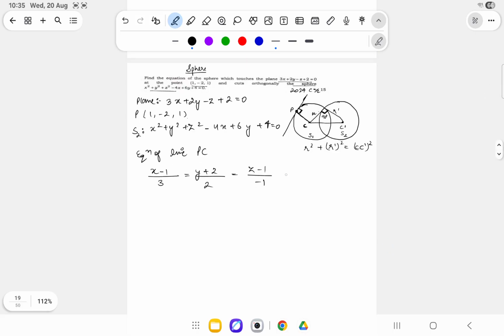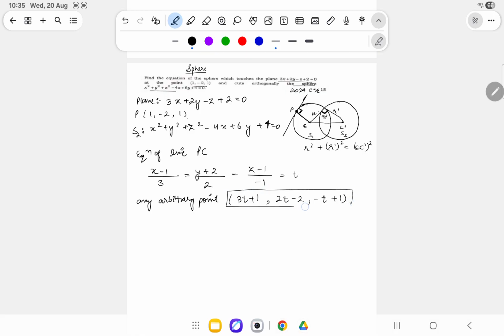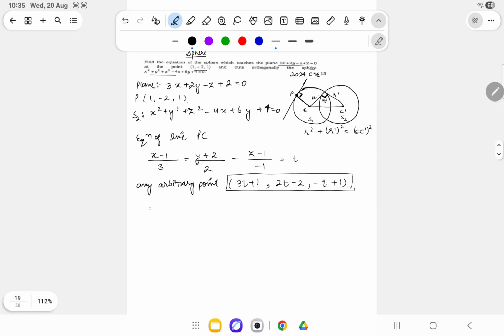So I have the equation of line PC, so I can easily find any arbitrary point on line PC. Any arbitrary point will be (3t plus 1, 2t minus 2, minus t plus 1). Since C is the center of the sphere, the center will be of this form for some value of t. So C will be of the form (3t plus 1, 2t minus 2, minus t plus 1). This is the center of the sphere.